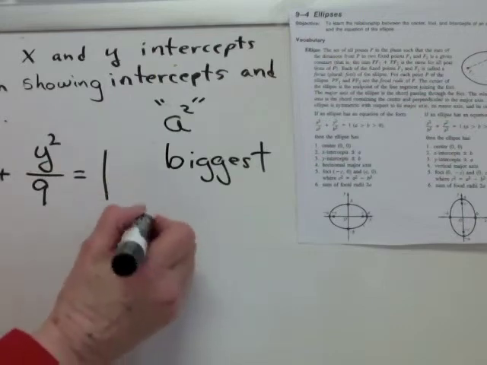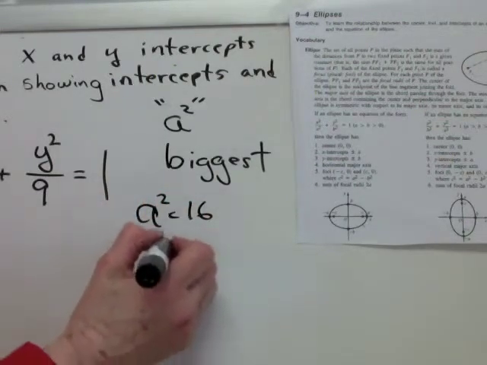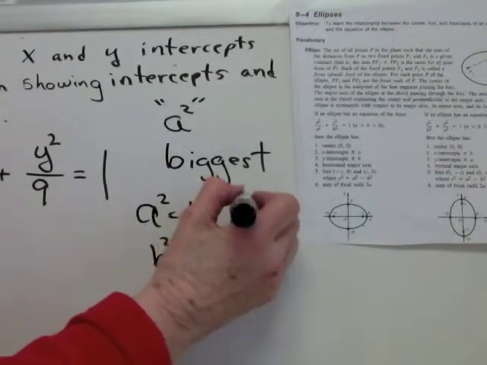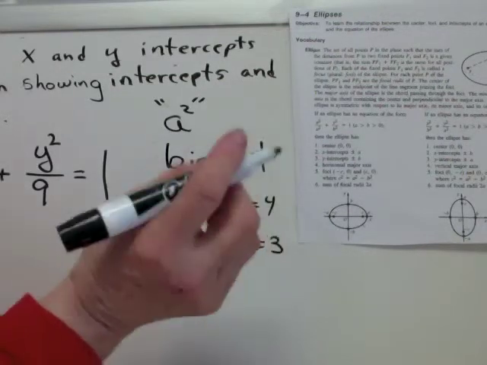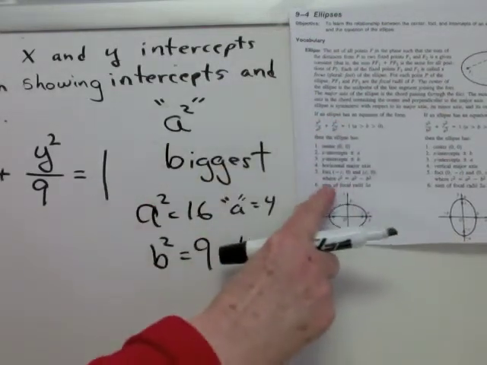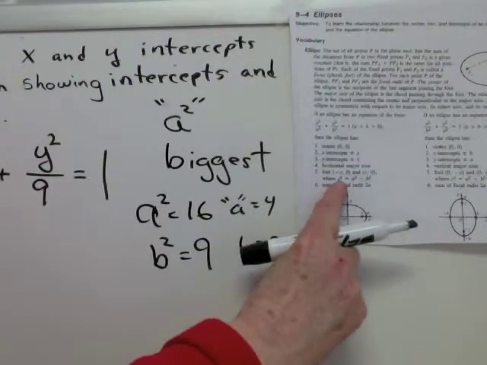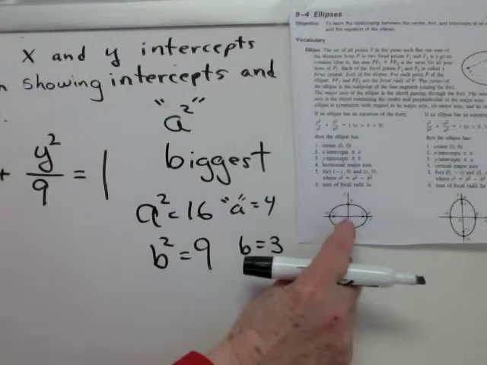So with that in mind, we can go a squared equals 16, b squared equals 9. So this means that a equals 4 and b equals 3. And then on your note sheet, there's an equation that helps you find the c, which we need when we identify the foci.